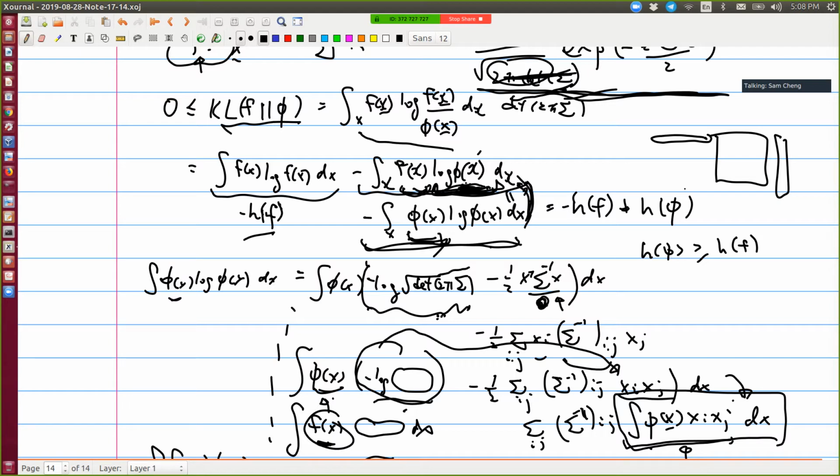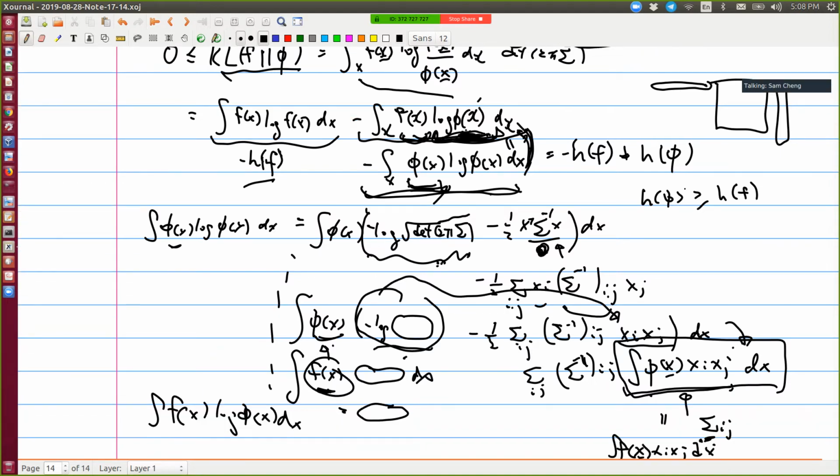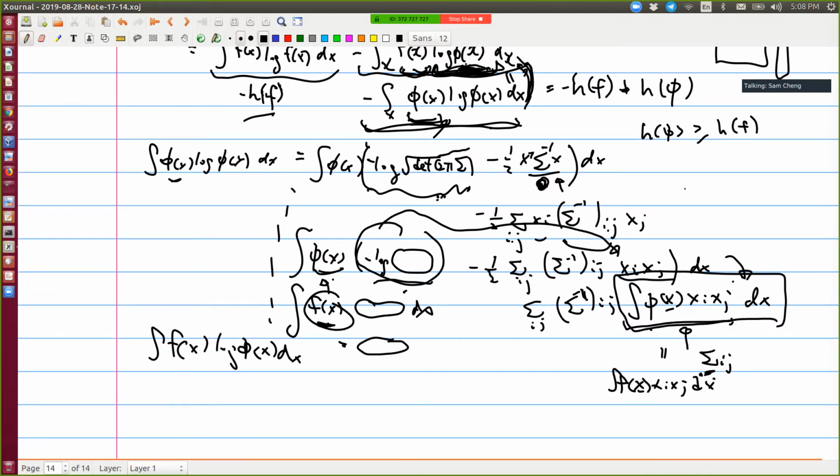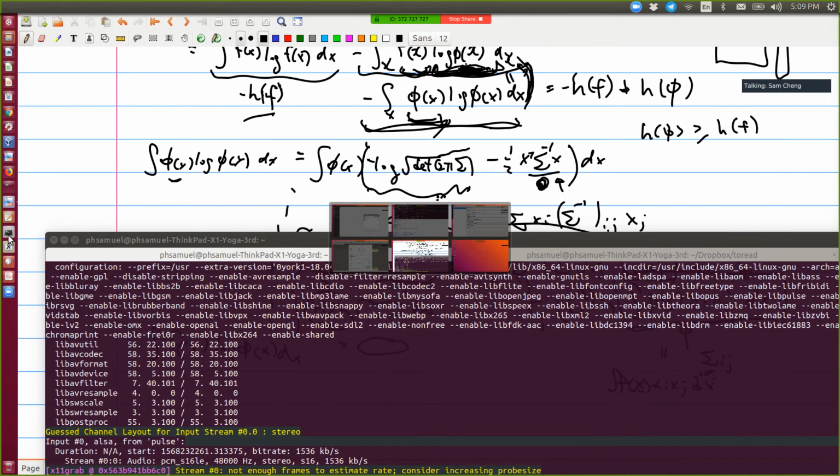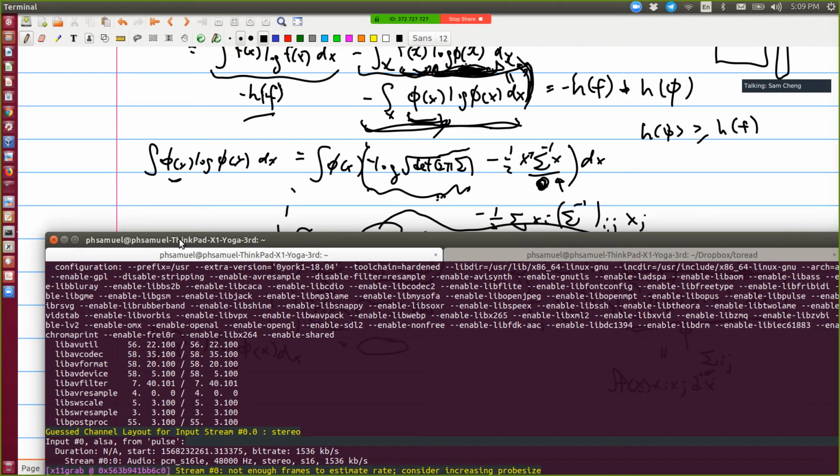So therefore we have a property, for KL-divergence, that the Gaussian has the highest differential entropy for a fixed covariance.